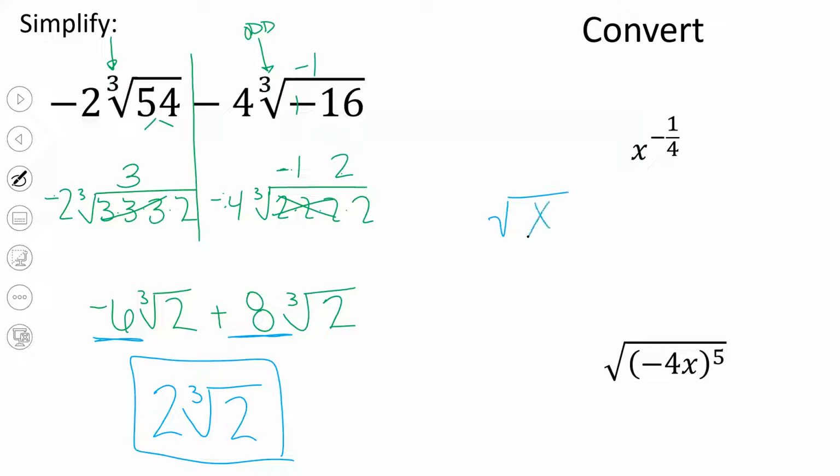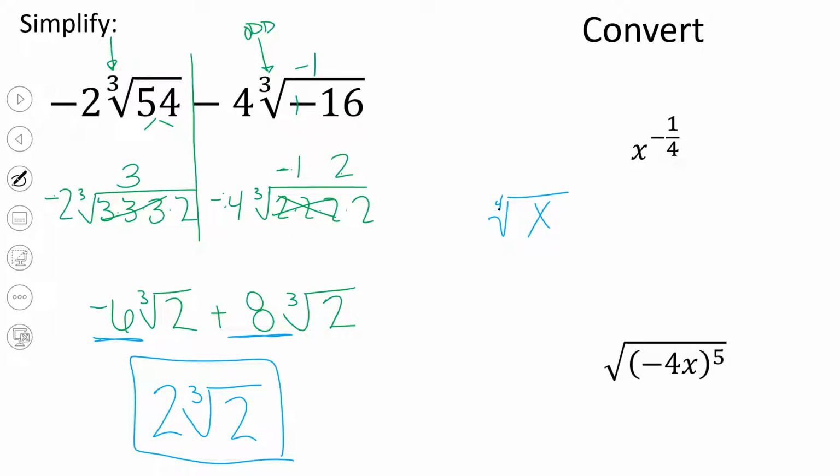X. I need a power and an index. What's my power? 1. Do I ever write power of 1? What's my index? And where does that go? In that little bitty check mark outside. This is a positive exponent. What does my negative exponent tell me to do? Anybody remember? To put it under 1.